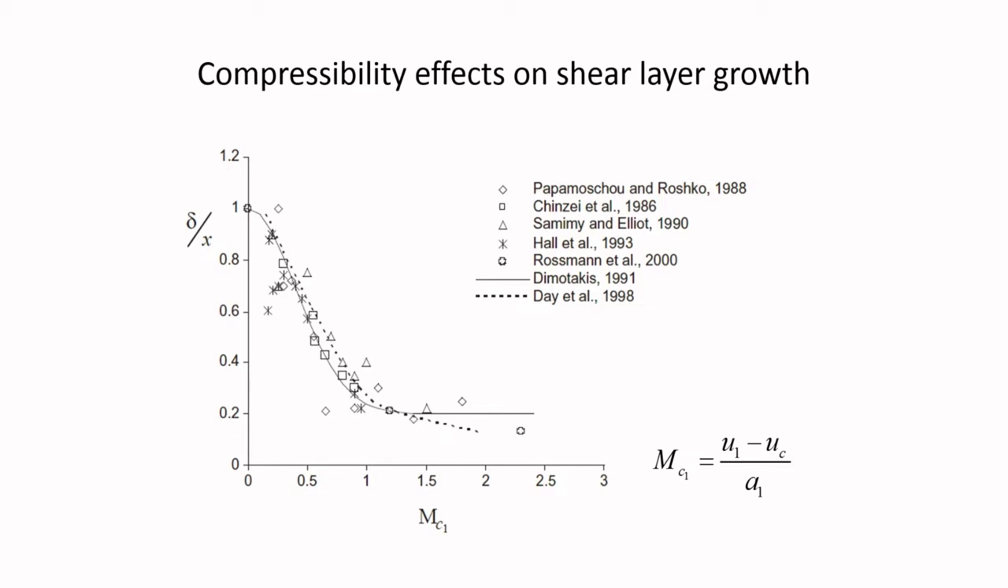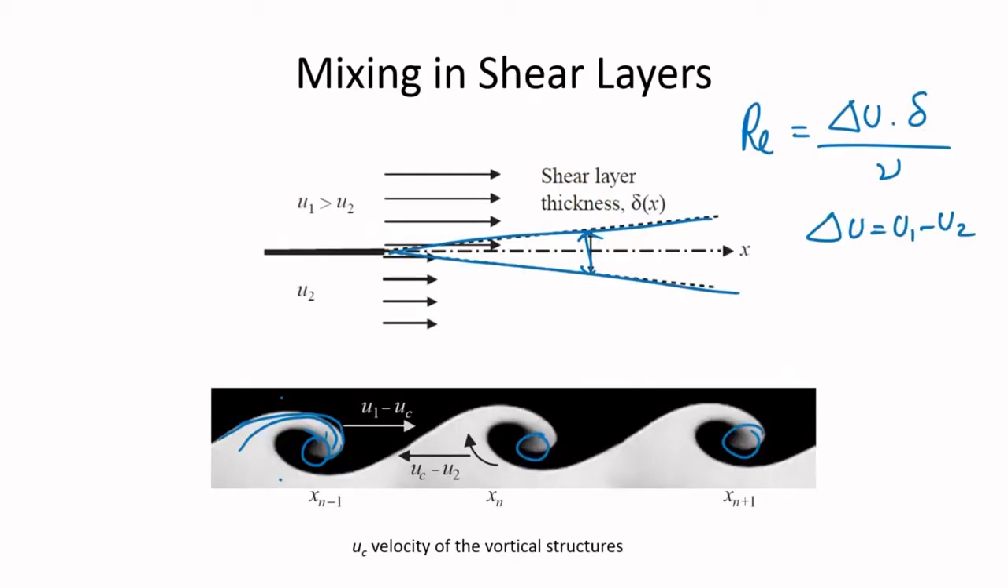Now, one of the things is that here we want to understand the effect of compressibility on shear layer growth, okay. As I said, you can define a convective velocity here, which is the velocity of these vortical structures which are moving. Now, if this becomes a large Mach number, okay, which is typical in a scramjet engine, how does the shear layer development really happen?